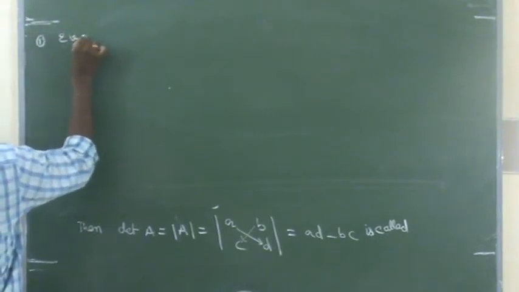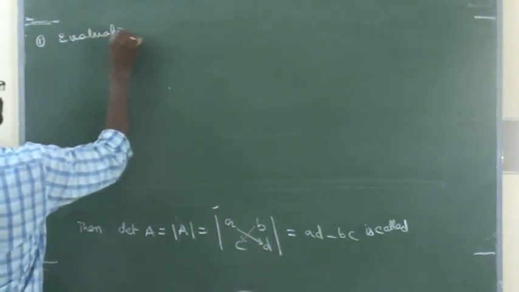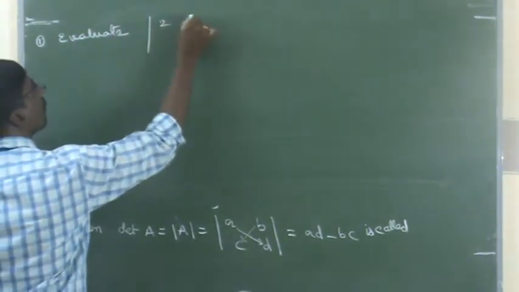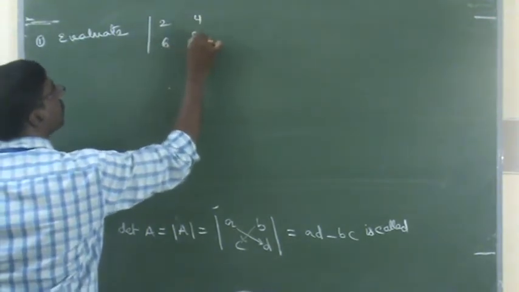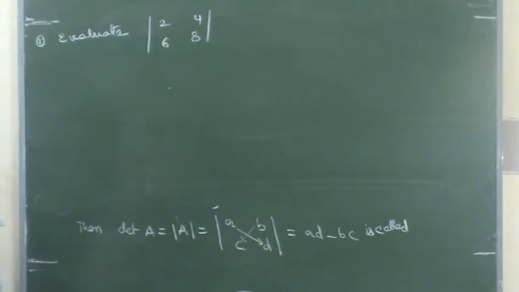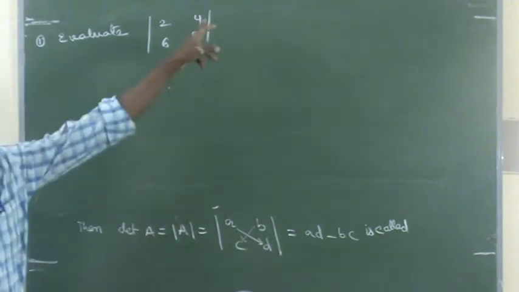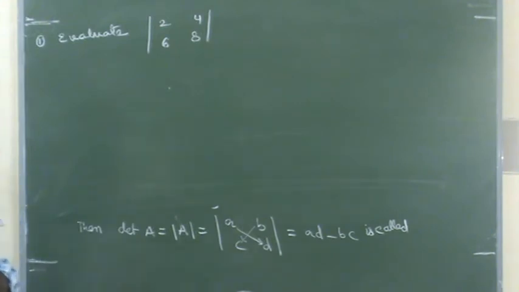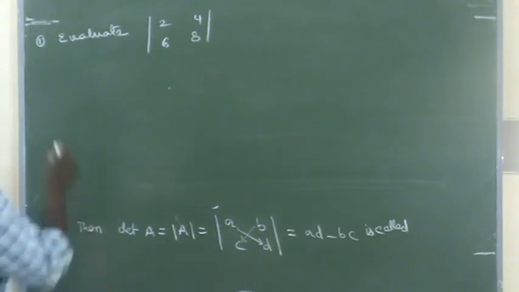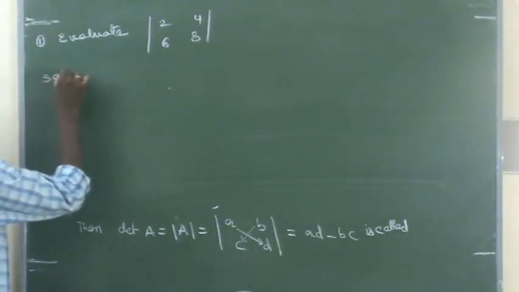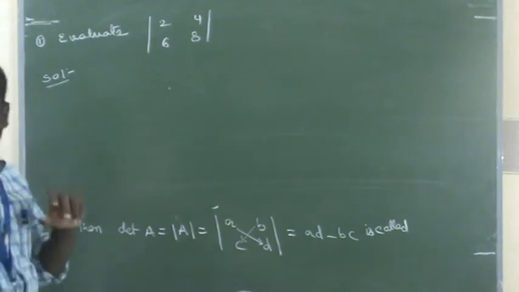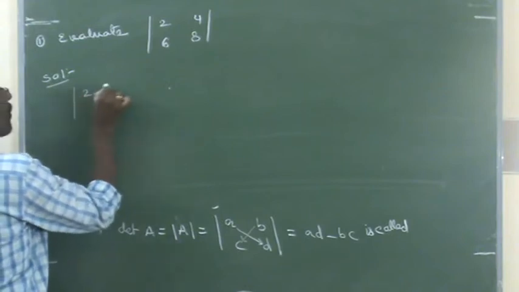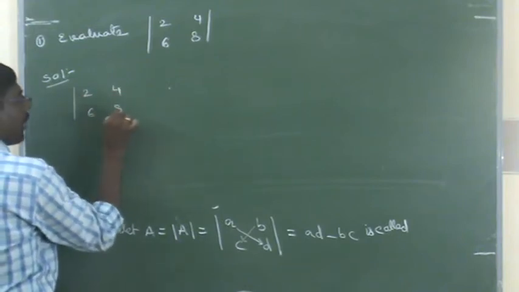First example problem: evaluate the determinant of 2, 4, 6, 8. It is a determinant of a 2 by 2 matrix. How to find out this problem? Very simple. While doing the problems one by one, you can understand it easily.